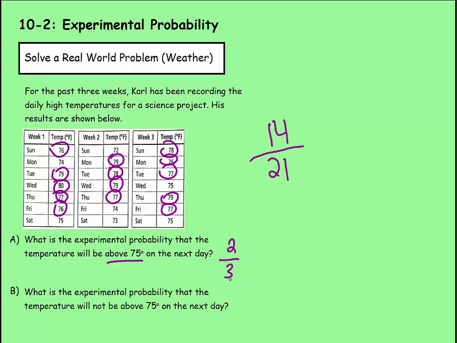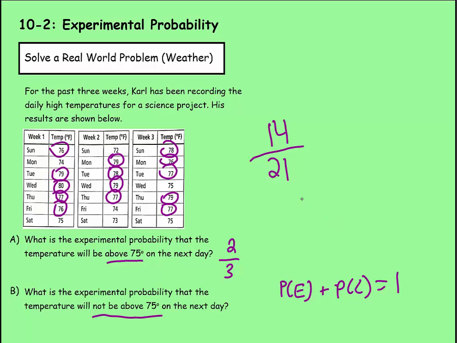Now it's asking me the complete opposite. What's the probability that it will not be above 75? And here's where we can use that complement. This is what we learned in our last lesson. The probability of an event plus the probability of its complement equals 100%, or 1. So the event happening was 2/3. The event of it not happening, let's find it out.